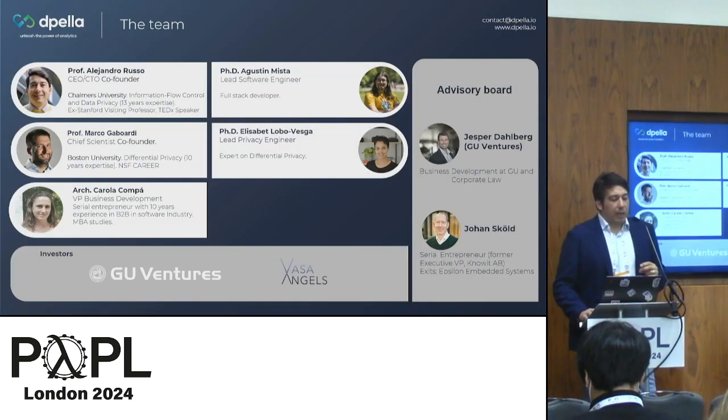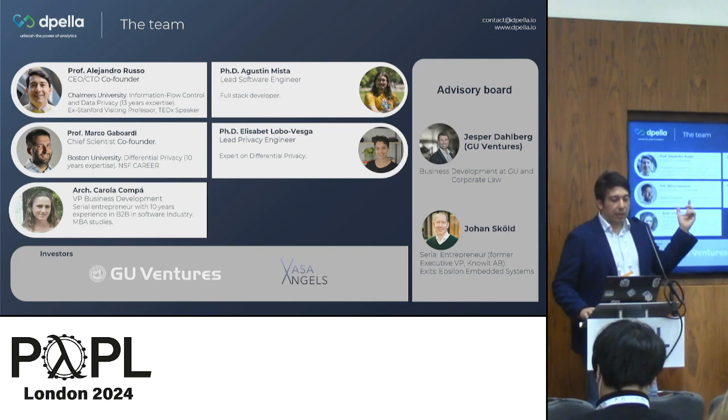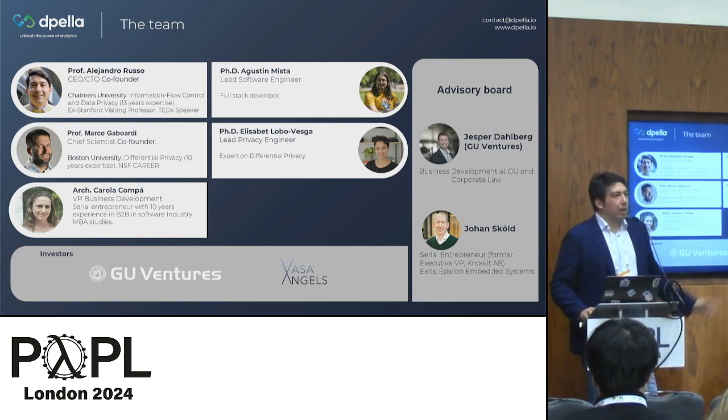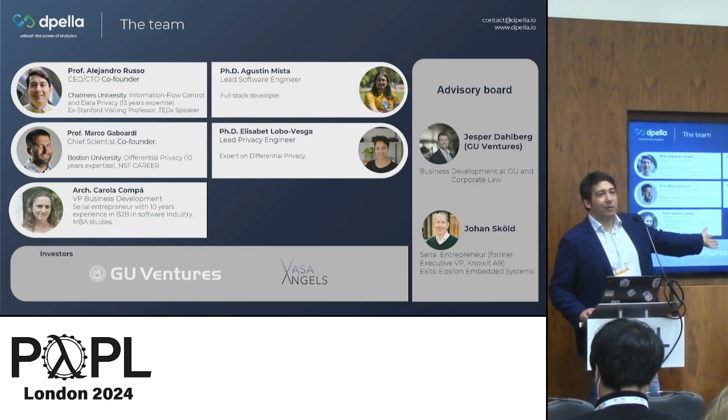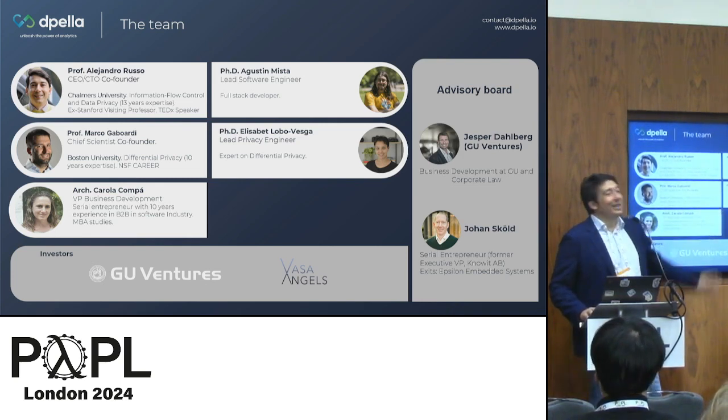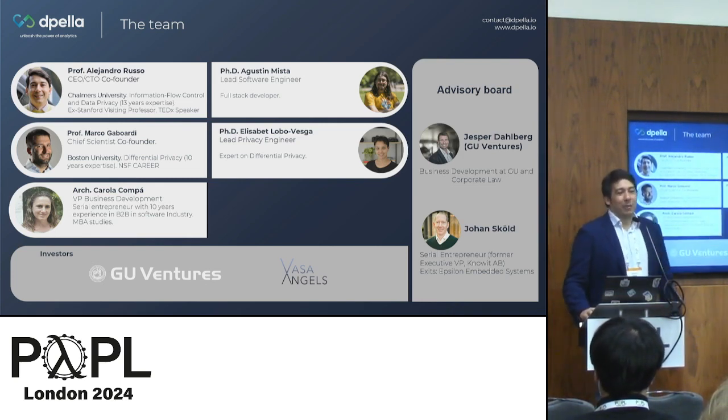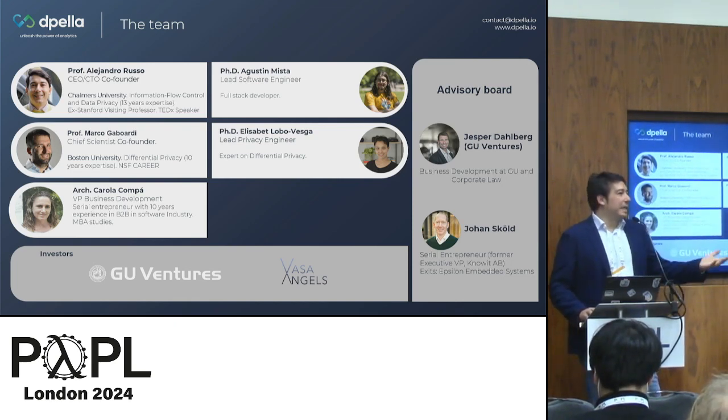Right, the team quickly is my co-founder, Marco Gavardi, an expert in differential privacy, and myself. We are the founders. We have one business person specialized in business-to-business, companies selling to companies. And then my former PhD students, Agustin and Elizabeth, have survived the education and now join the company. Then we have some advisory board and some investors. But it's pretty small. I'm pretty academic, so I'm super proud of that.